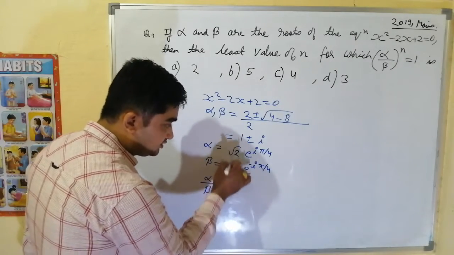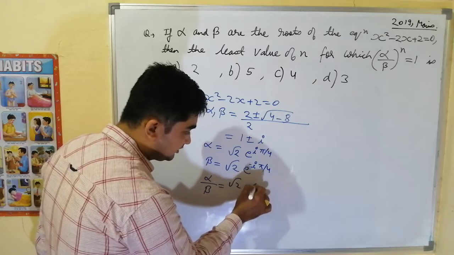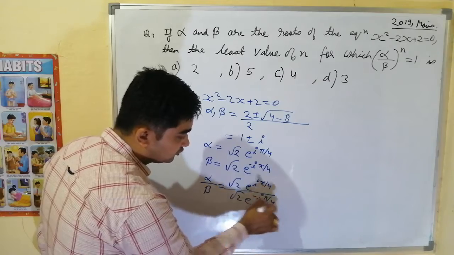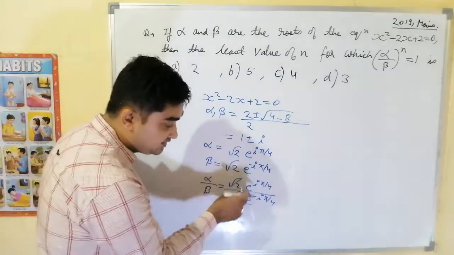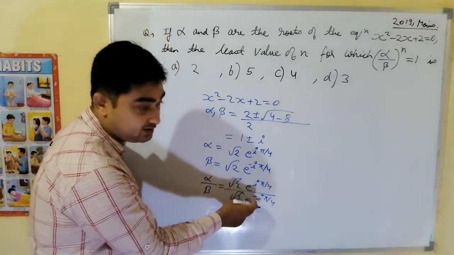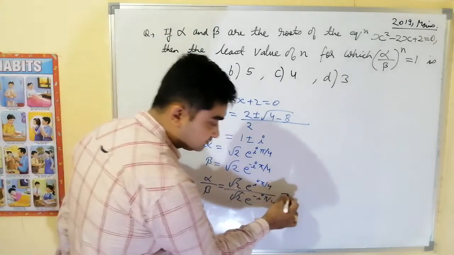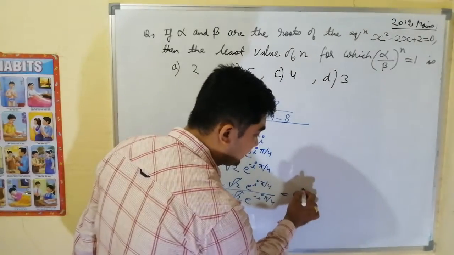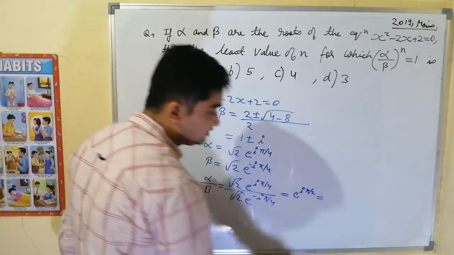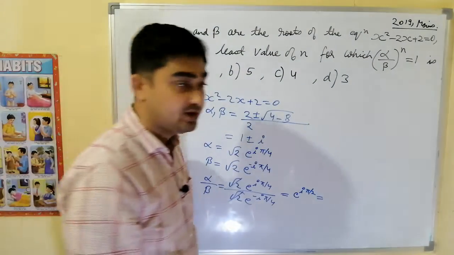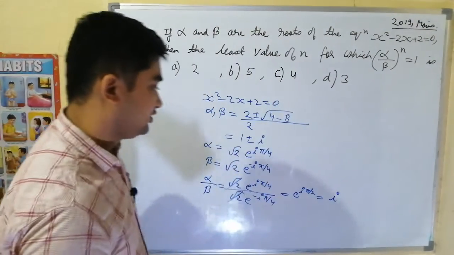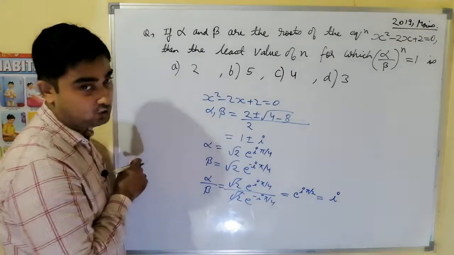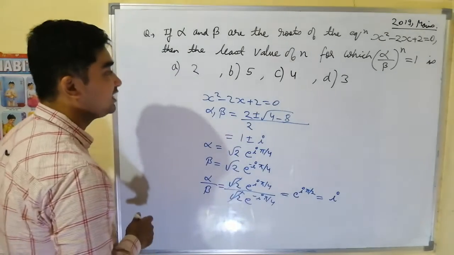So now let us find what is alpha by beta. Root 2 will be cancelled. Let us write the values. e power iota pi by 4 divided by root 2 e power minus iota pi by 4. Now base is same, so powers will be subtracted. In division, powers are subtracted. This pi by 4 minus of minus pi by 4 will make it pi by 2. So we'll have e power iota pi by 2. But what is e power iota pi by 2? E power iota pi by 2 is iota. Because for iota, modulus is 1 and amplitude is pi by 2. So e power iota pi by 2 is iota.